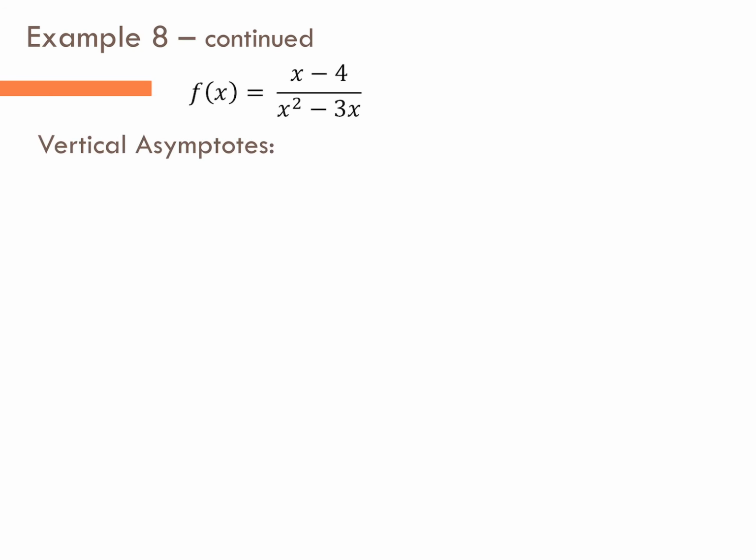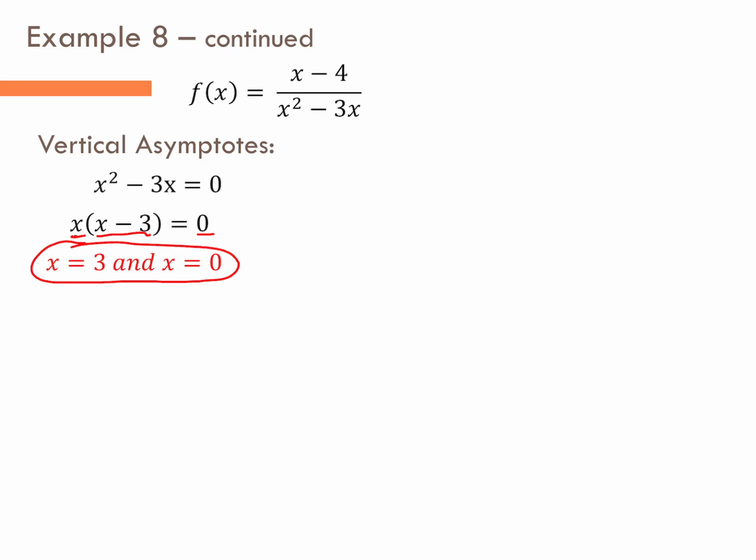My vertical asymptotes, again, we're setting the bottom equal to 0. I already had that factored. I factored out an x. Set each of those equal to 0. So this would give me x equals 0. This one would give me x equals 3. So here are my vertical asymptotes. At x equals 0 and x equals 3, I would draw in dotted lines for your vertical asymptotes.